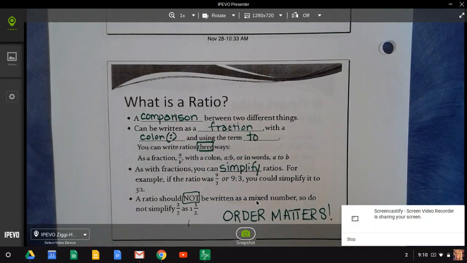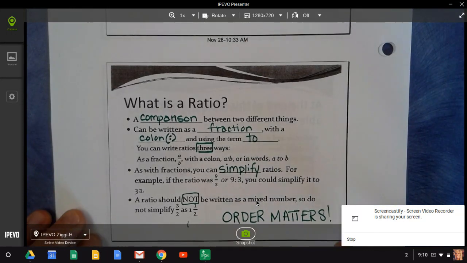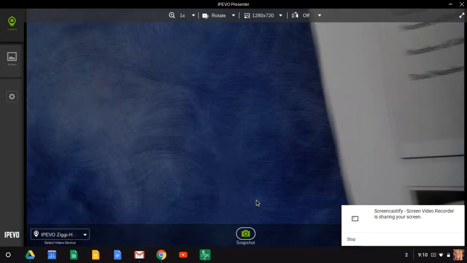When you are dealing with ratios, order matters. The way that something is written is the way that your ratio has to be written. Okay, so you're going to see that in just a minute when we get to the examples.